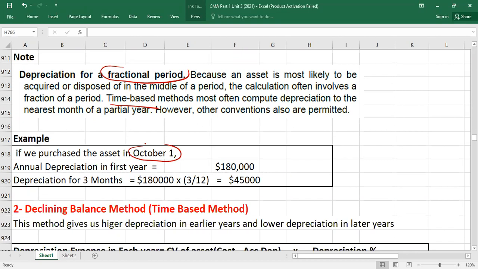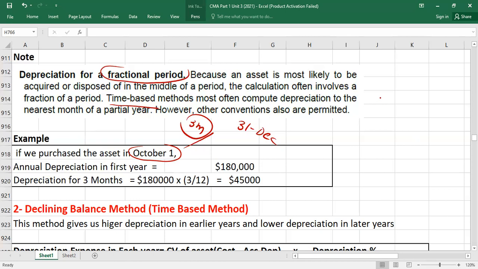Okay? If you bought on October 1st and your year end is, what is your year end? 31st December. How many months are there? From October 1st till 31st December, there are 3 months. So you need depreciation for 3 months if you are doing time apportionment.